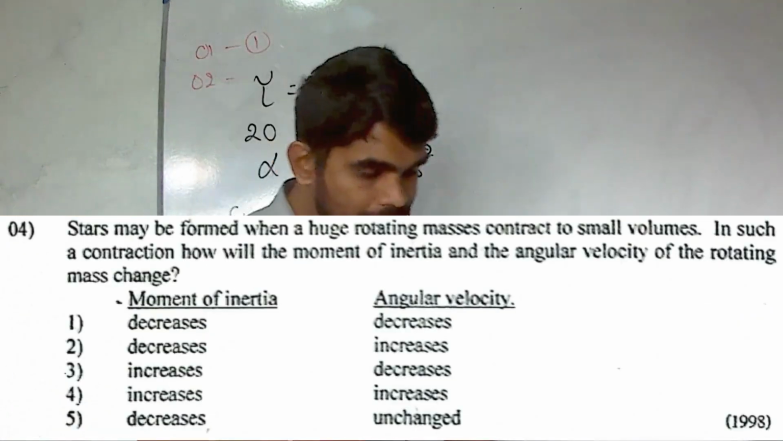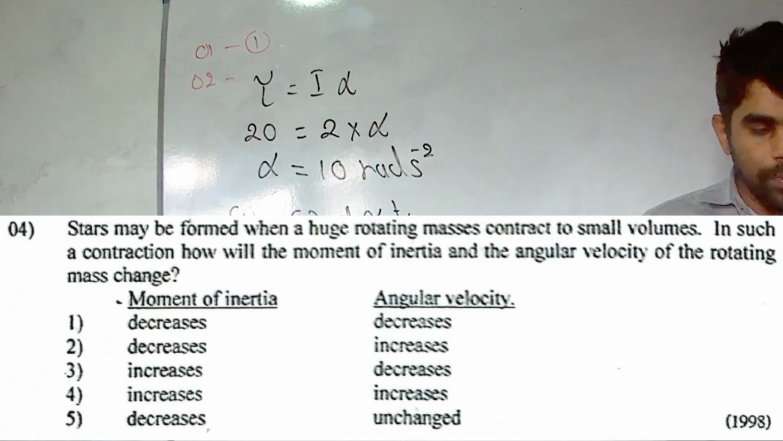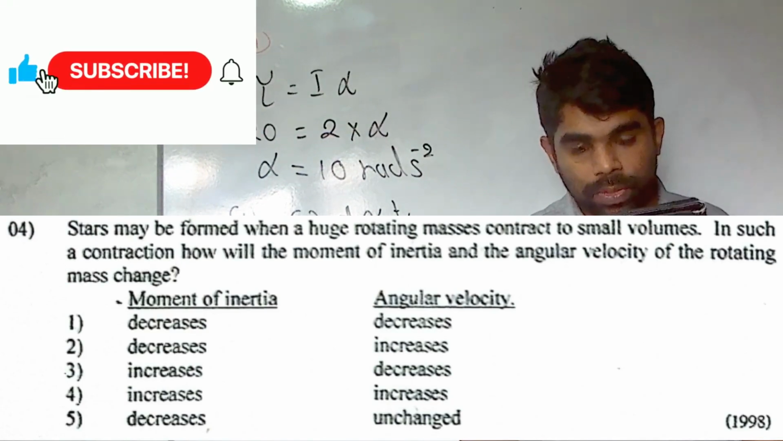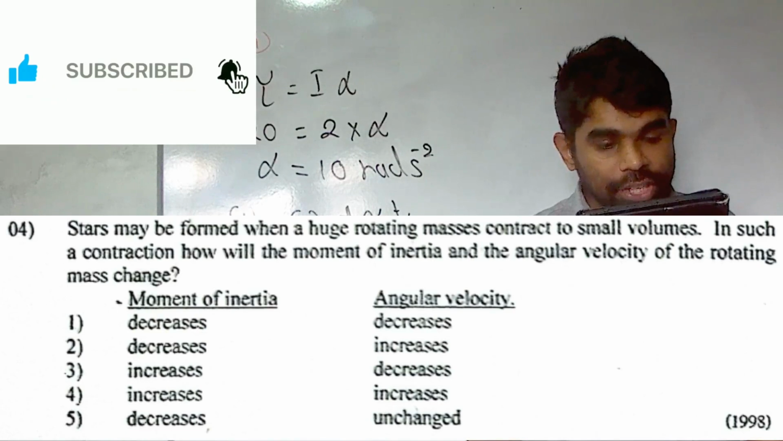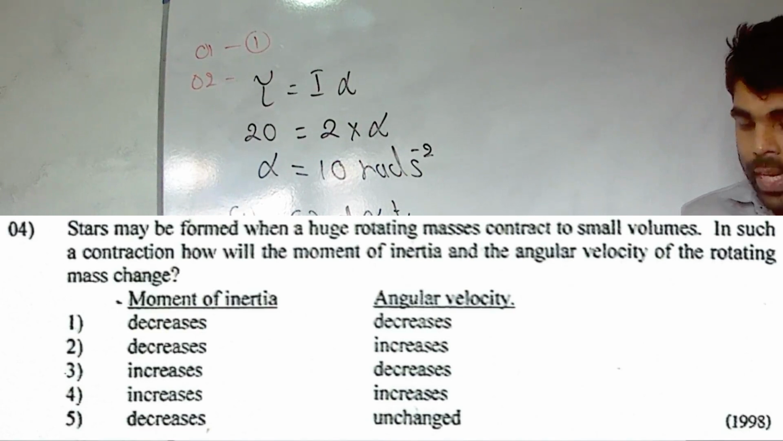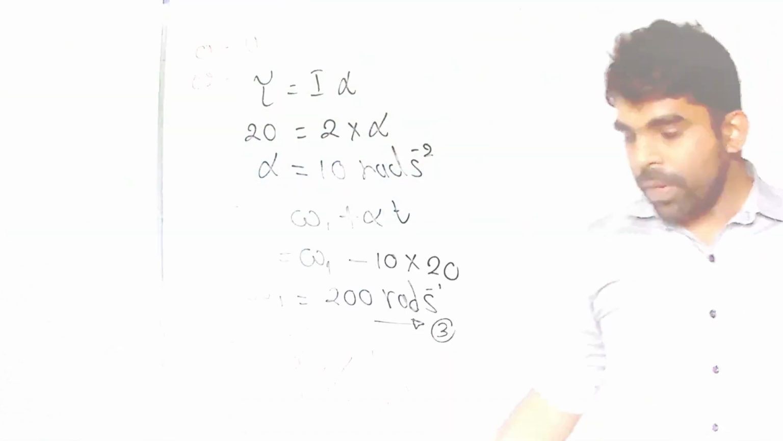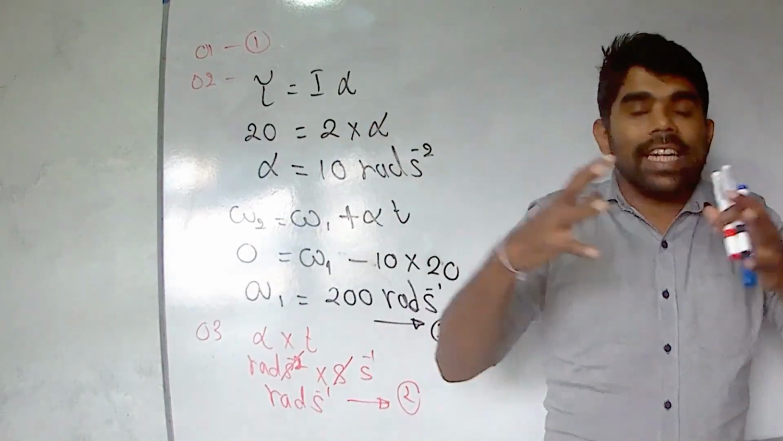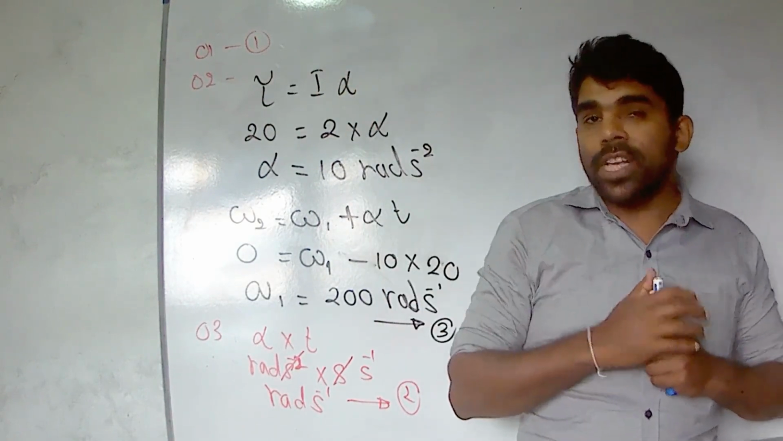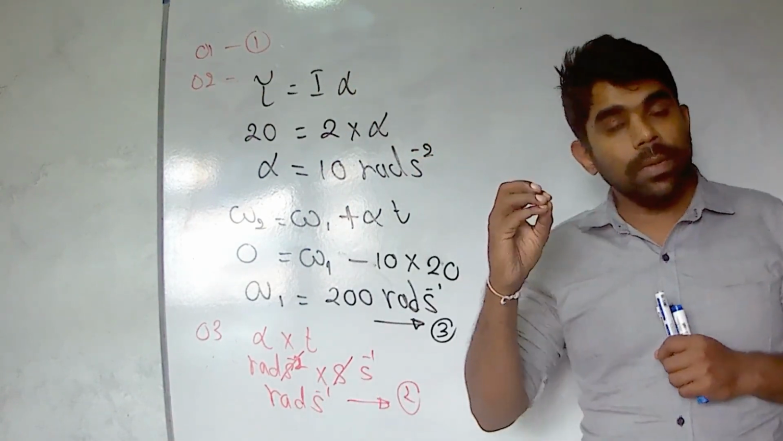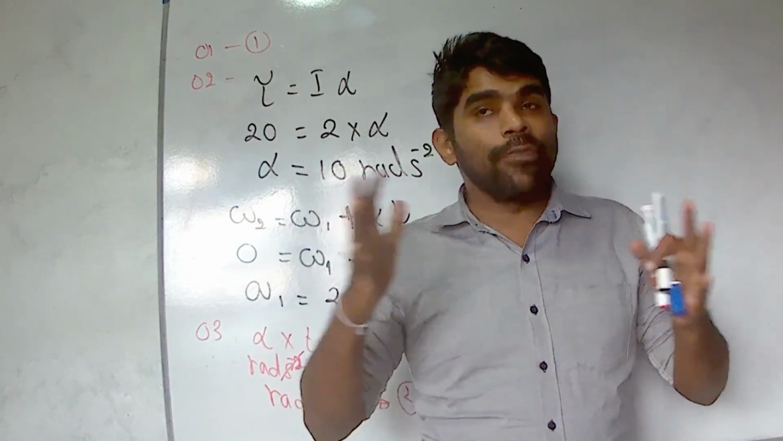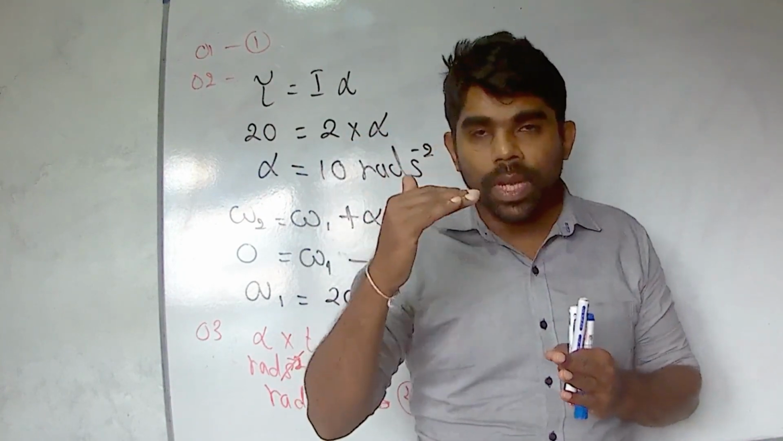Then question number 4. Stars may be formed when huge rotating masses contract to small volumes. In such a contraction, how will the moment of inertia and the angular velocity of the rotating mass change? We know that when contracting an object, its mass spreadness becomes a small value. Therefore, the moment of inertia should be decreasing.